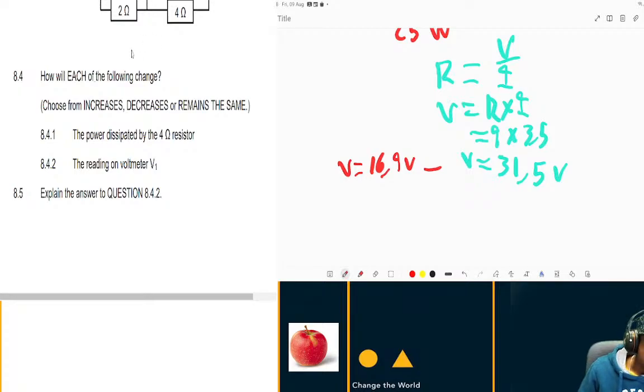Now, the total resistance of the circuit will increase. The current in the circuit decreases. This is what we already deduced from 4.1 when we were calculating the power. This is what we already used. That means the reading of voltmeter 1 increases because of what we've already explained as well.